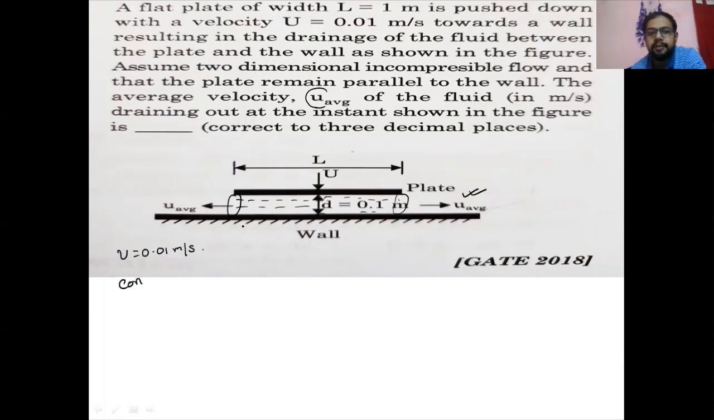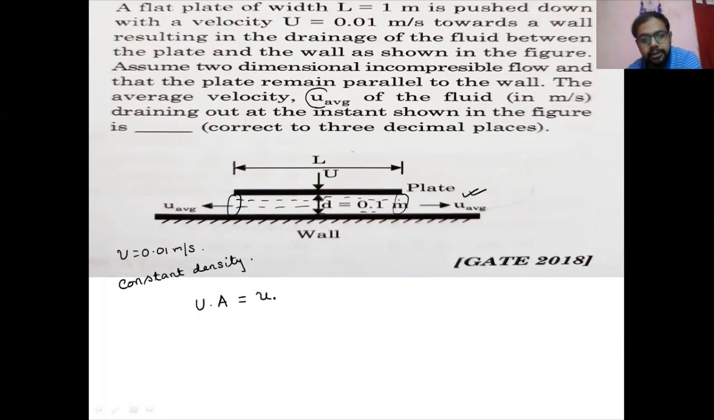Already written as the incompressible flow, but further we can tell it's a constant density flow. There is no change of the rho. So the u into the area of the plate, that is the volumetric flow, because it is coming down. So the same amount of the liquid is going out from here.